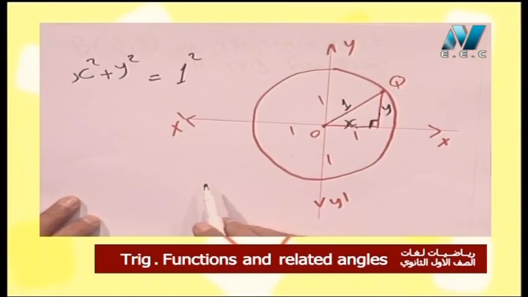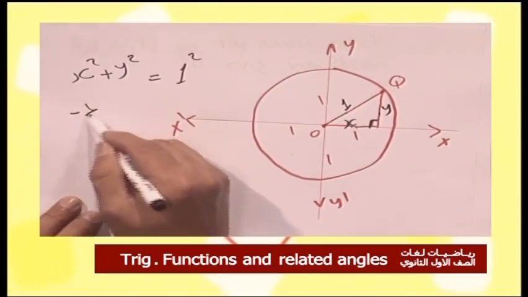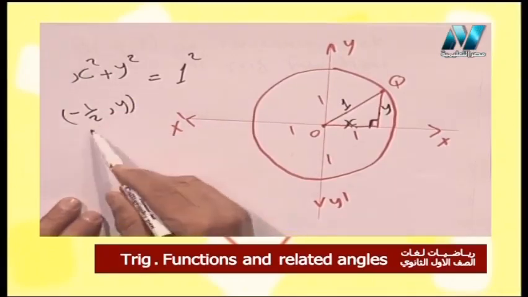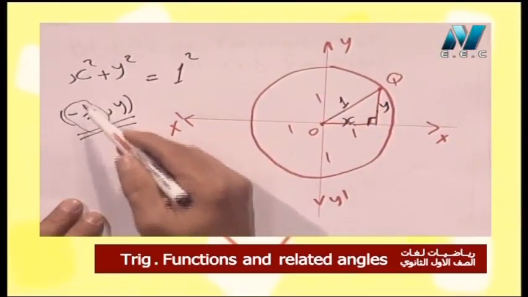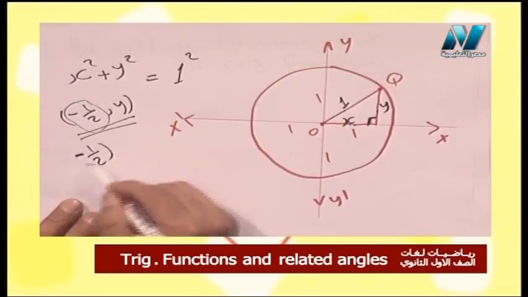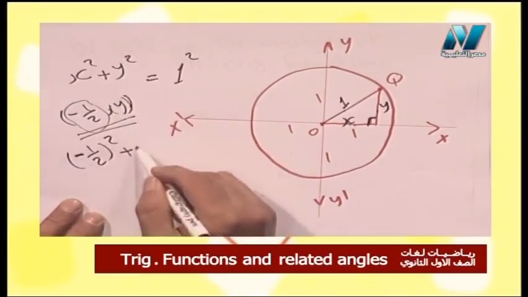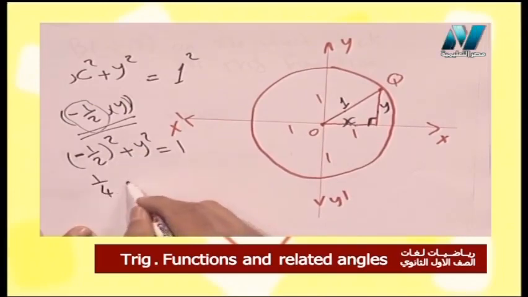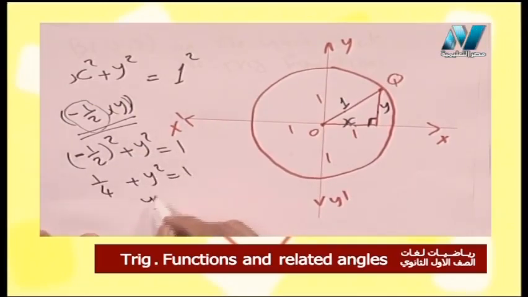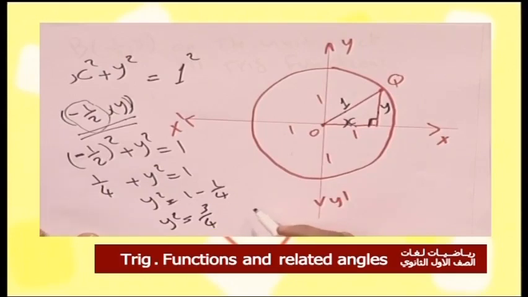So let's apply that to find y in the point (-1/2, y). It is a point on the unit circle. So this number, which is x, we can put it like that: negative half squared plus this number, which is y squared, equals 1. Negative half squared equals 1 over 4, plus y squared equals 1. So y squared equals 1 minus 1 over 4, so y squared equals 3 over 4. By taking the square root of both sides, we find that y equals positive or negative square root of 3 over 4.